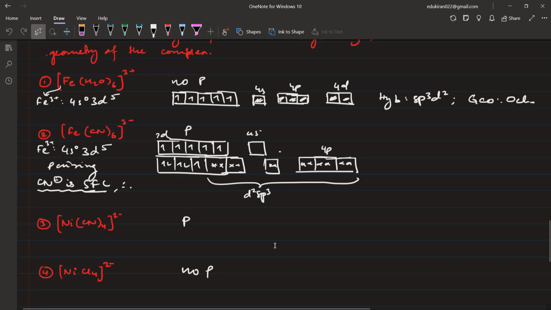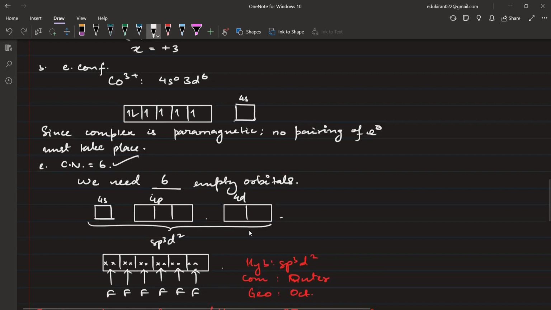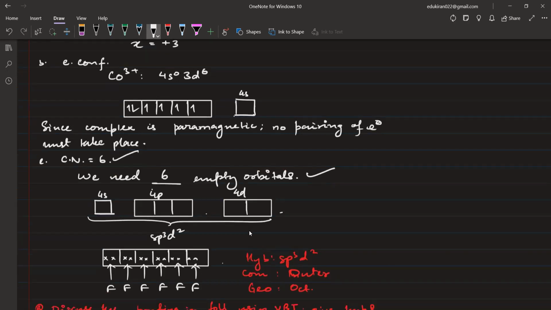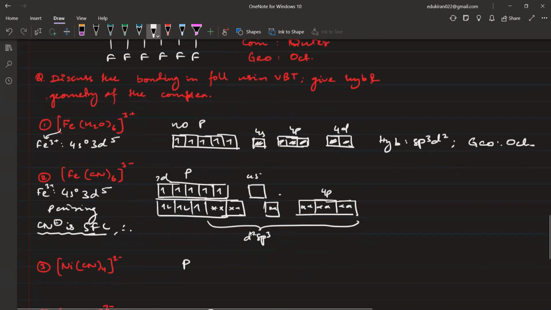ठीक है, दिक्कत ये है कि आप लोग असल में ना वो लिख नहीं रहे हैं चीजों को. कोऑर्डिनेशन नंबर 6 है, वी नीड 6 एम्प्टी ऑर्बिटल्स. जैसे 6 आएगा आपके दिमाग में तो आप ये खुद लिखिएगा. थिंग्स इज दैट यू कैन राइट ऑल ऑफ दीज थिंग्स, जो कम से कम आता है आपको, कोऑर्डिनेशन नंबर और सब.